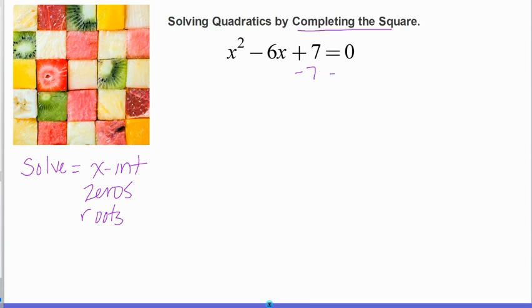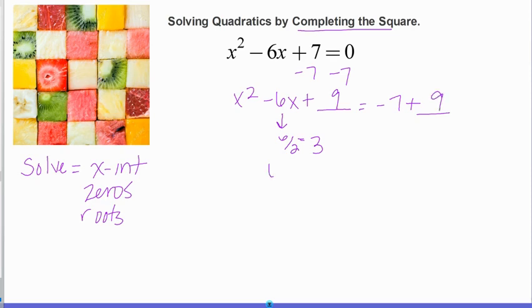So first I need to get the x squared term by itself. And then I always put plus blank and plus blank. Whatever I add to the left, I need to add to the right. Half of 6 is 3, and 3 squared is 9. So I add 9 to this side, I need to add 9 to this side.